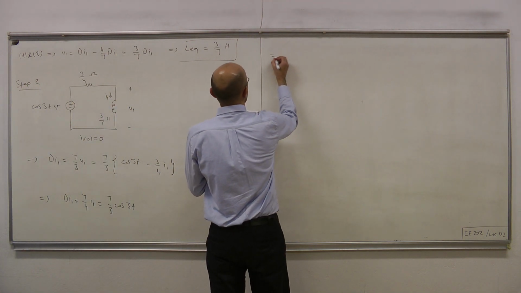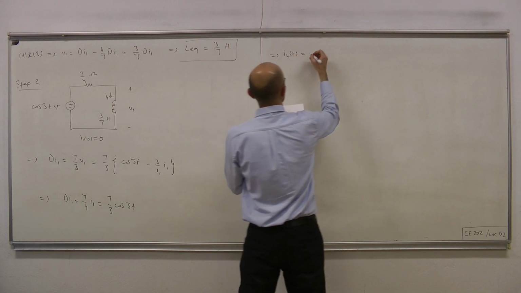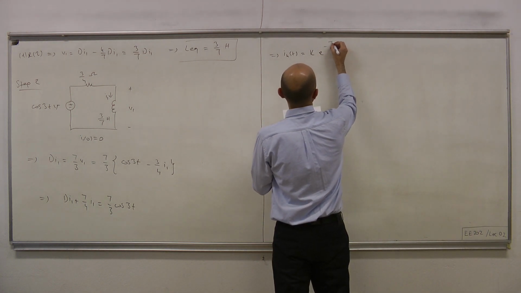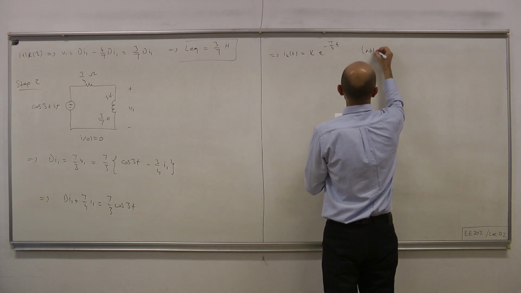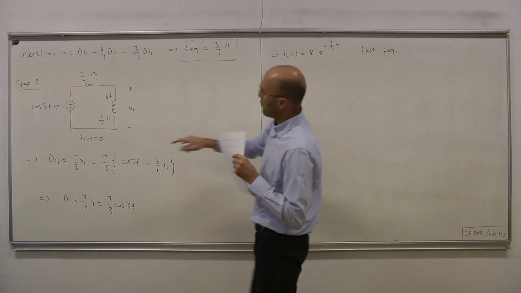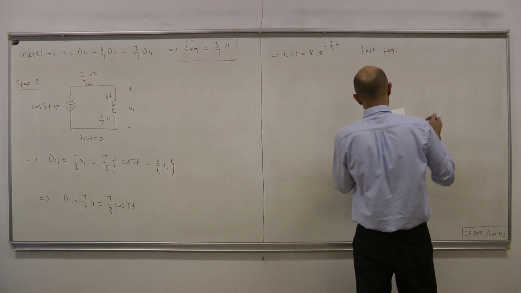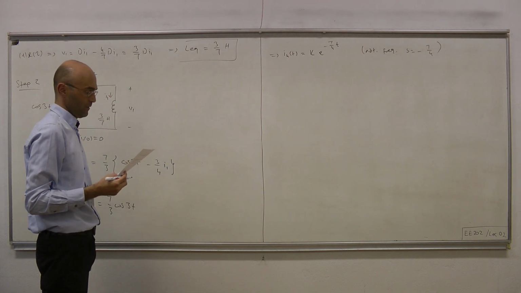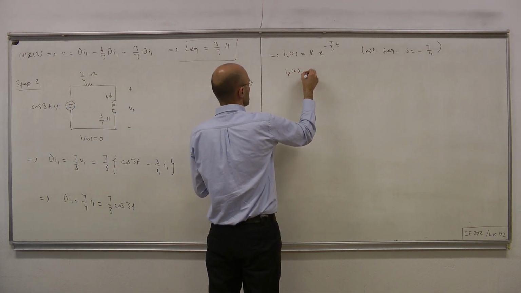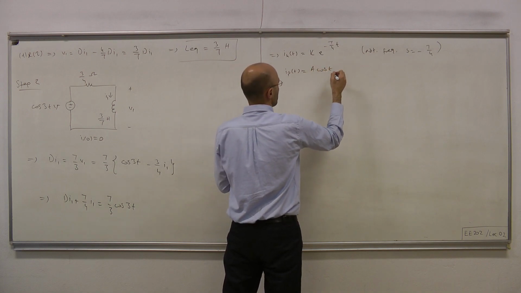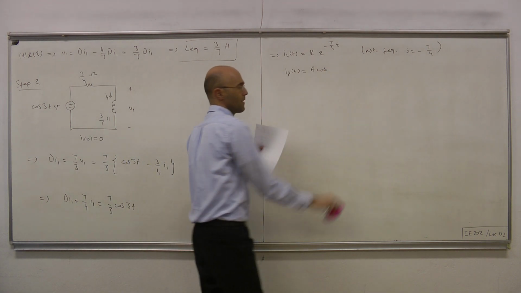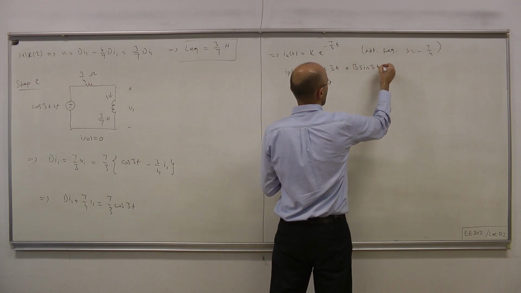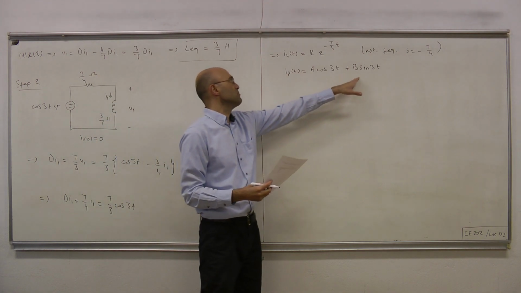So, the homogeneous part has the following form: some constant to be determined later, K, and e to the minus 7/4t. The natural frequency of this first order circuit is at minus 7/4. And how about the particular solution? The particular solution has the following form: a cosine 3t plus some other constant b sine 3t. So we have three unknowns, a, b, and k.